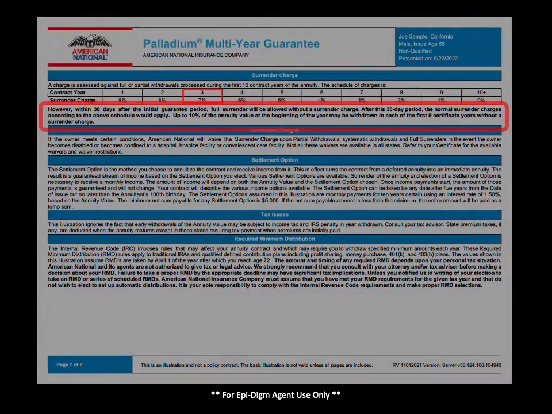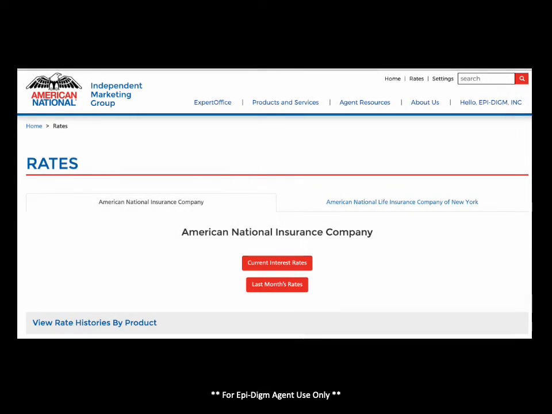Question. Yes, sir. The income that you were talking about, that's annuitization, isn't it? It's annuitization, yes. Okay, 10-year certain annuitization. So it's not an income. No, it's not an income. It's a 10-year annuitization.